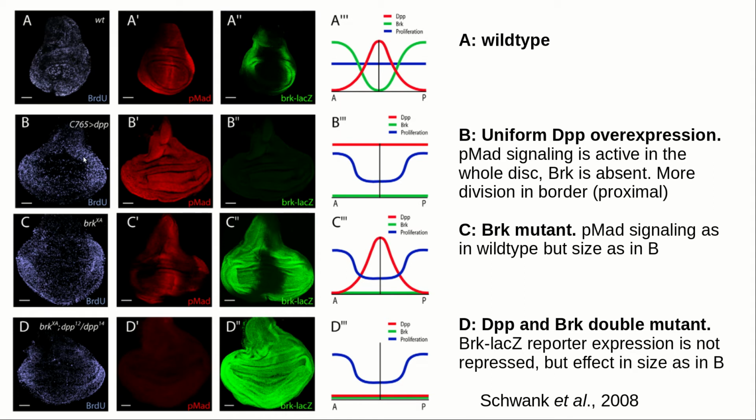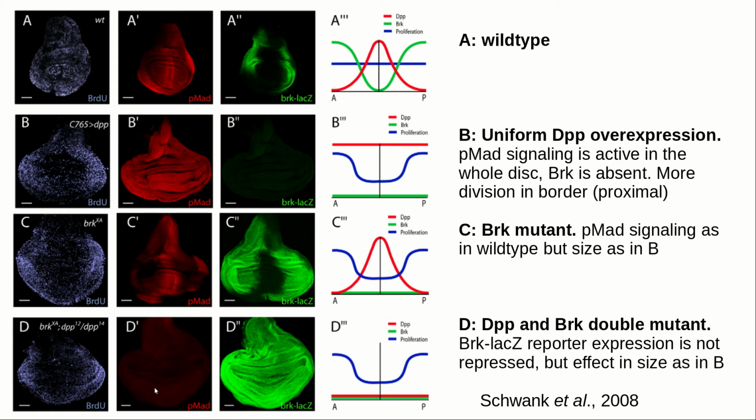And you have an increase in cell division, mostly in the margins of the disk, and maybe even a decrease in the center, which I will explain later. If you mutate Brinker, you can see how Brinker signaling is very low, but contrary to the previous case, DPP signaling is completely normal. You can see that pMad signaling is normal, and you get mostly the same phenotypic effect, the same effect in size, and also the same effect in cell division.